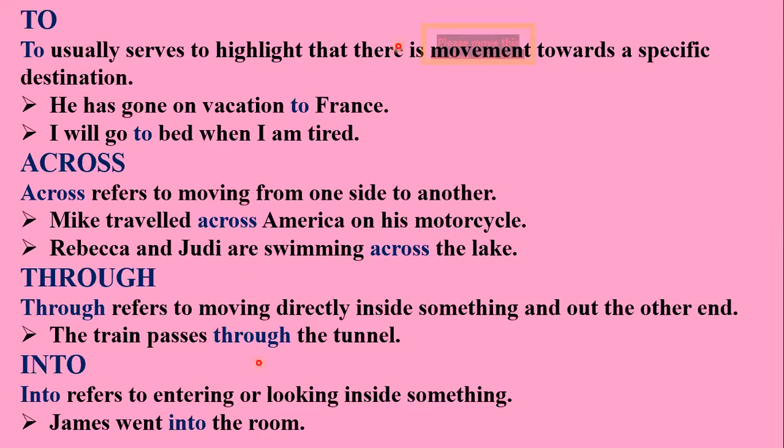Okay, to. Now, to usually serves to highlight that there is a movement towards a specific destination. That means to is used when the direction is a specific or a particular direction. If we have mentioned it, then we use to. He has gone on vacation to France. So where has he gone? To France. Now France is a specific place I'm talking about. So I'll use to. I will go to bed when I am tired. So again, my bed is a particular place, so I'll go to bed.